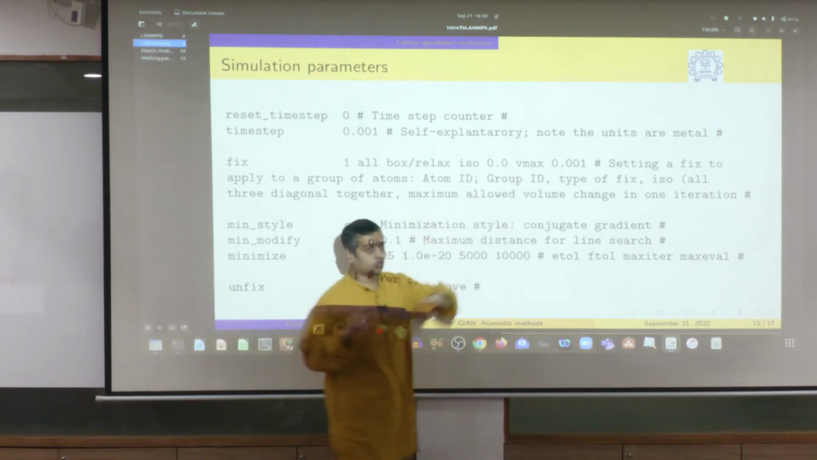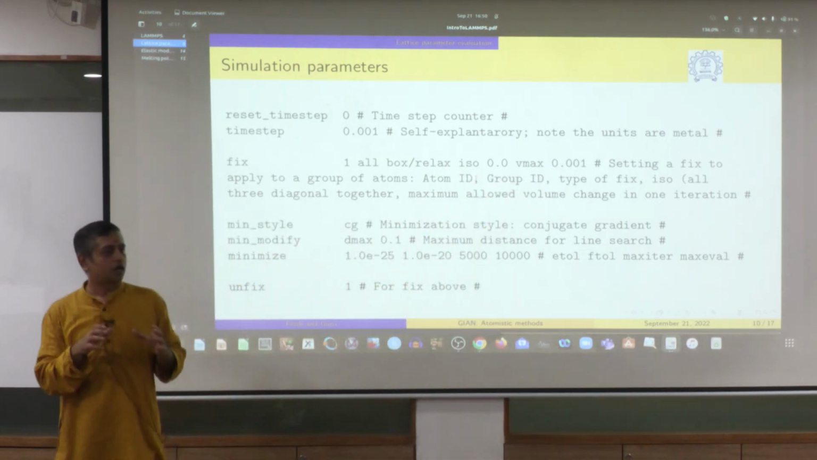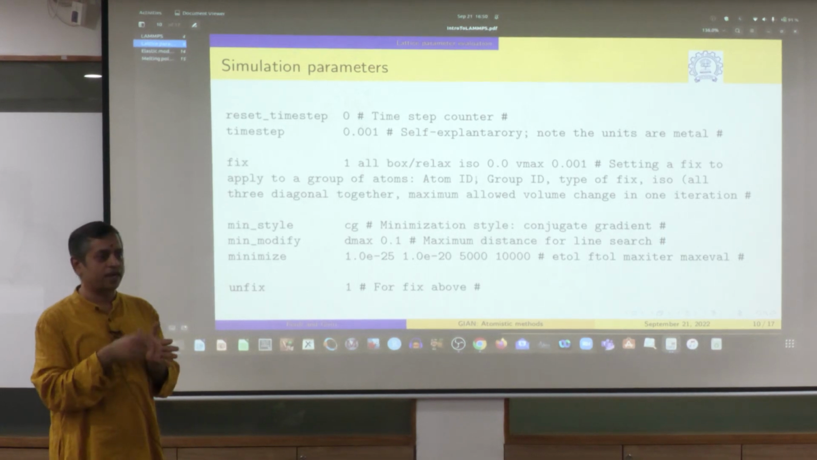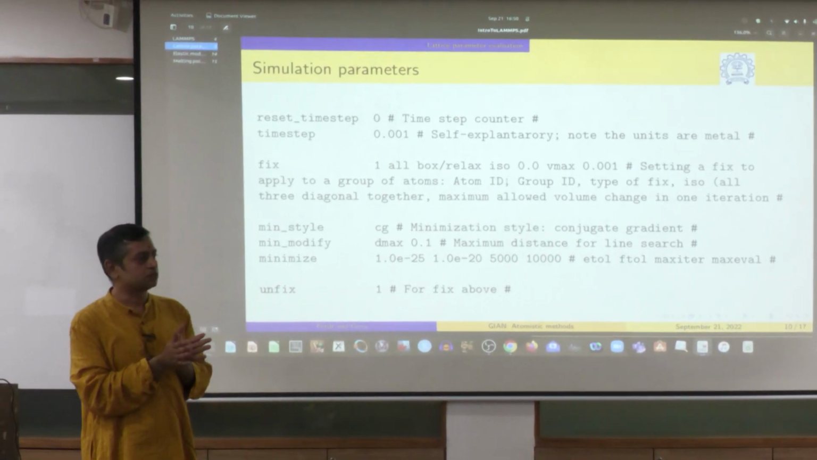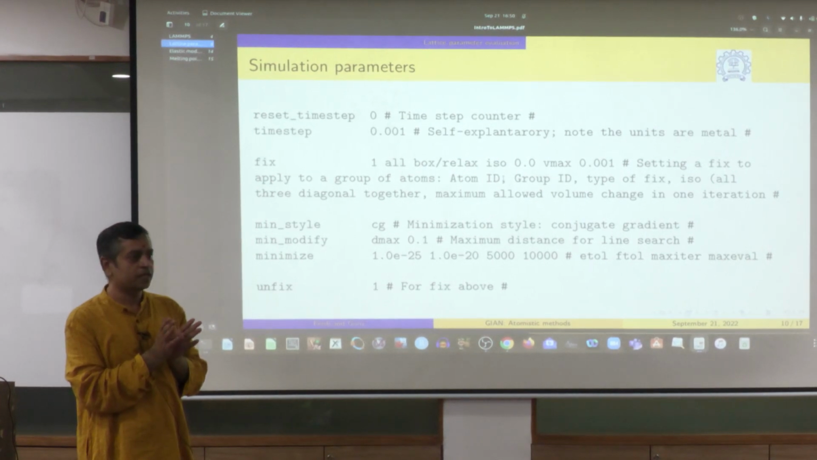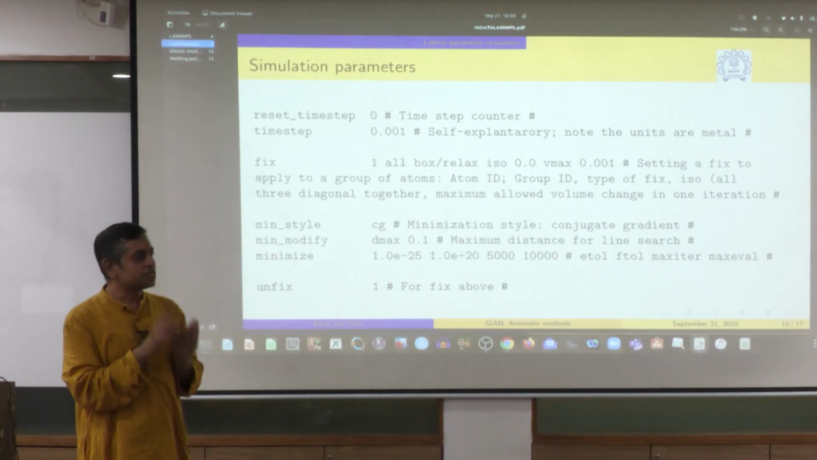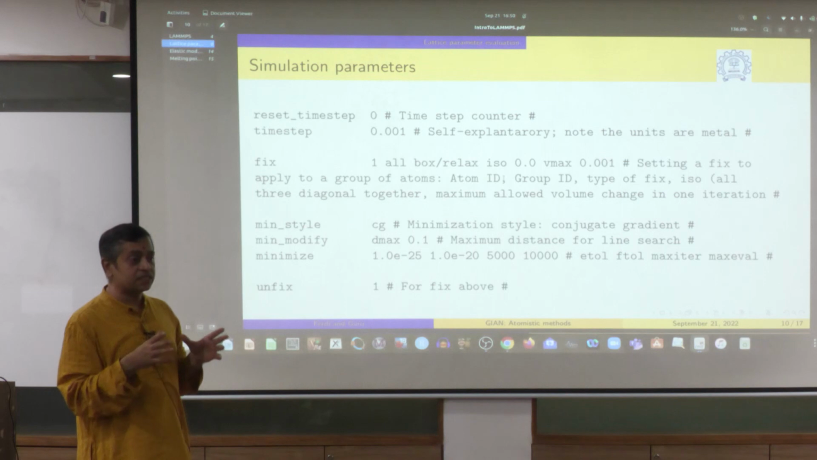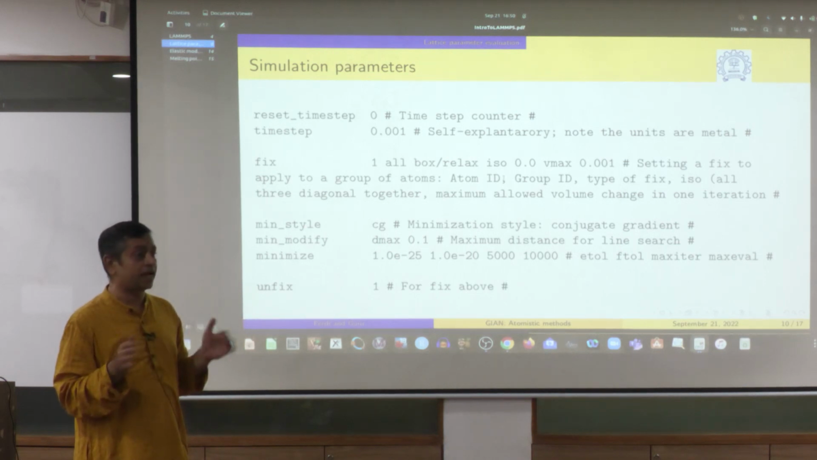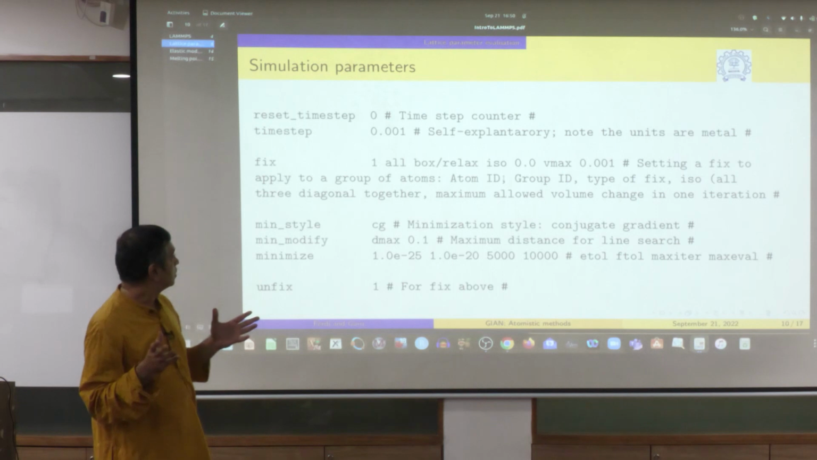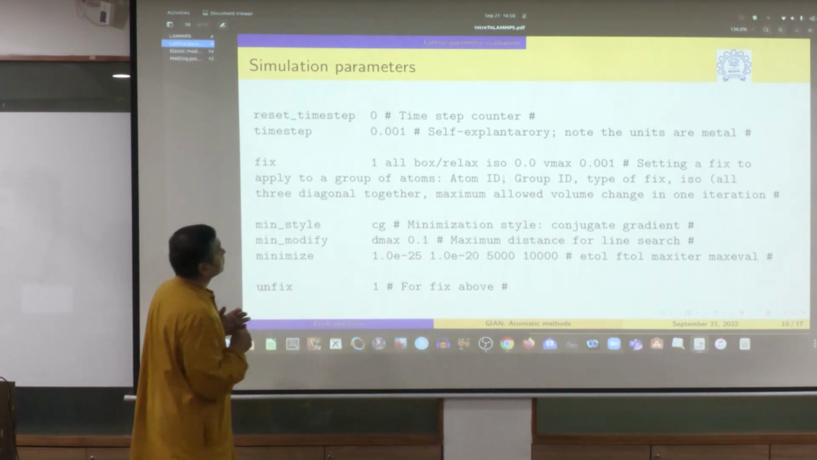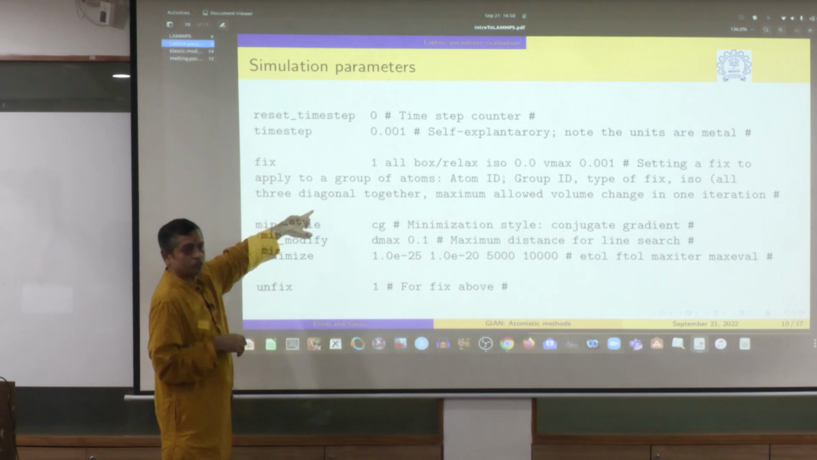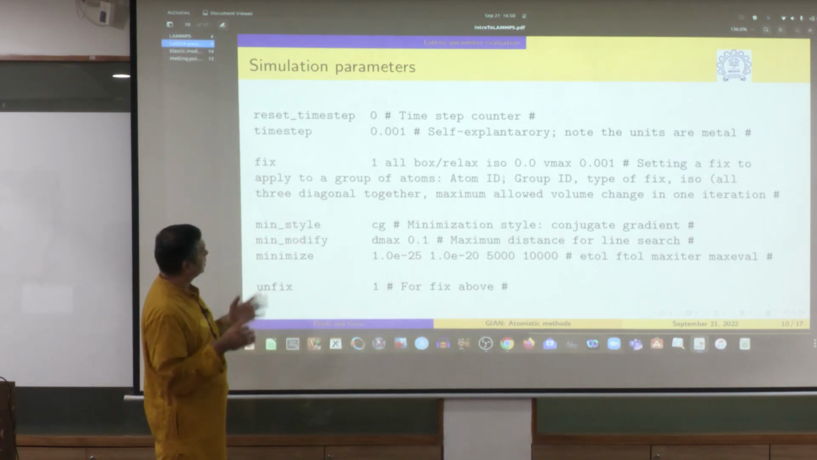And what does this ISO mean? ISO means in the x, y, z the relaxations are going to be identical. This is because we are looking at a cubic system and with the principal axis of the crystallographic direction aligned with our x, y, z. If you are relaxing in some other direction, you may have to use aniso, you have to allow for that. Okay. So, ISO means all three diagonal together. So, it will calculate the pressures and it will do.